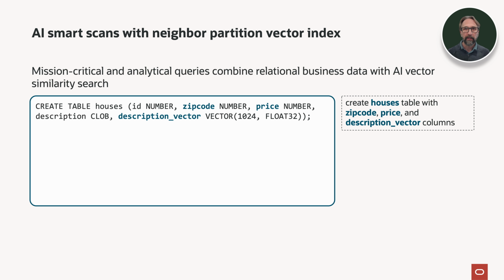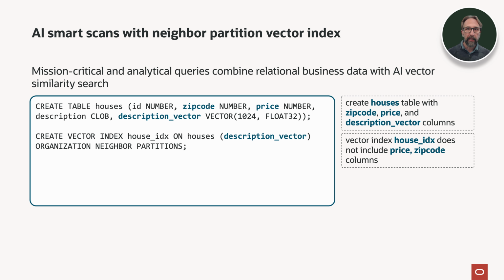Mission-critical and analytic queries combine relational business data with AI vector similarity search. Let's create a table called houses, and in that table we'll have columns such as zip code, price, and a description vector. We then create a neighbor partition vector index called house_IDX on the description vector column. Note, however, that the price and zip code columns are not included in this index.